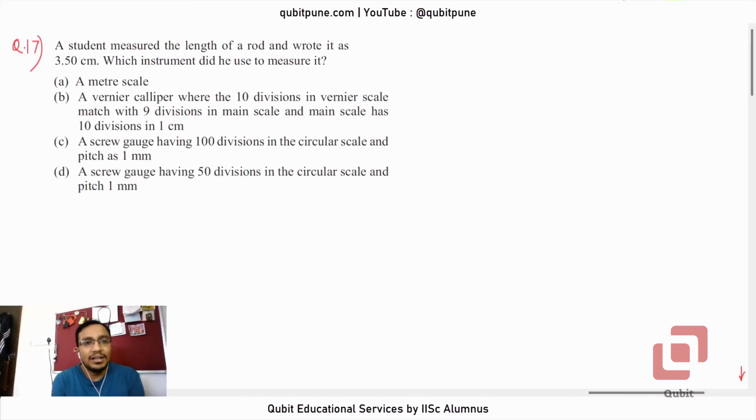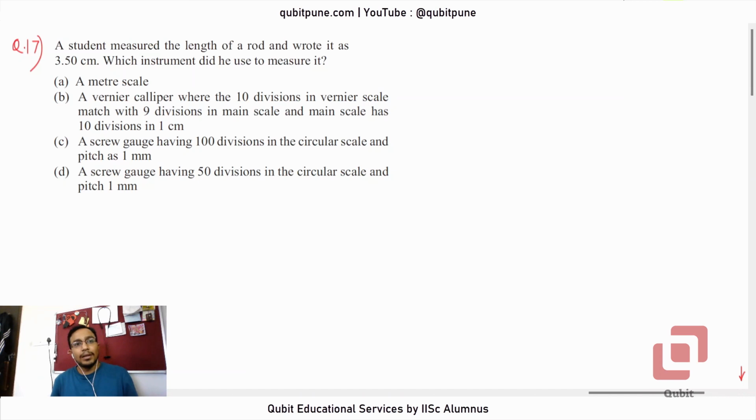A student measured the length of a rod and wrote it as 3.50 centimeters. Which instrument did he use to measure it? A meter scale, a vernier caliper where the 10 divisions in vernier scale match with 9 divisions in main scale and the main scale has 10 divisions in 1 centimeter, a screw gauge having 100 divisions in the circular scale and pitch as 1 millimeter, a screw gauge having 50 divisions in the circular scale and pitch 1 millimeter.